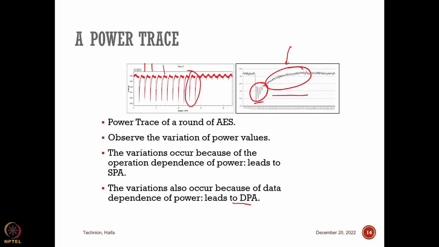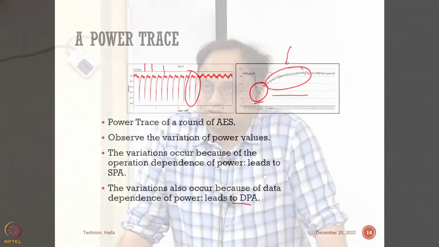This particular trace was taken from a specific board called Sakura. Sakura is a Japanese board. At the time when we did those experiments, they used to give us the boards free, but now they don't give them free, so you have to pay some money to get those boards.